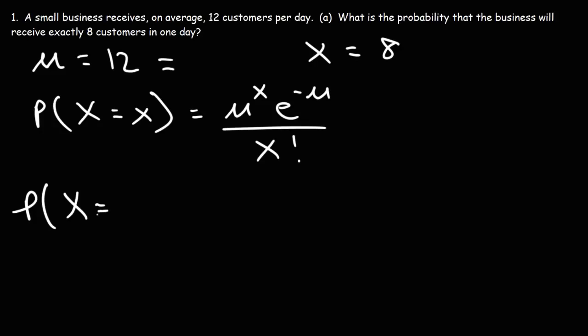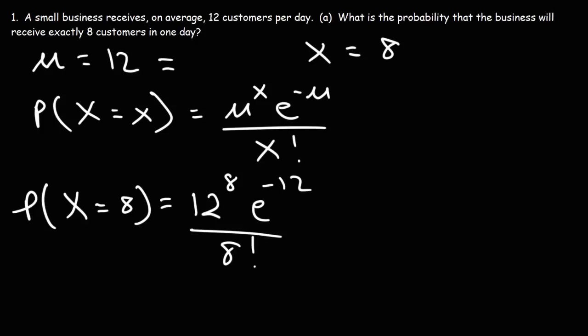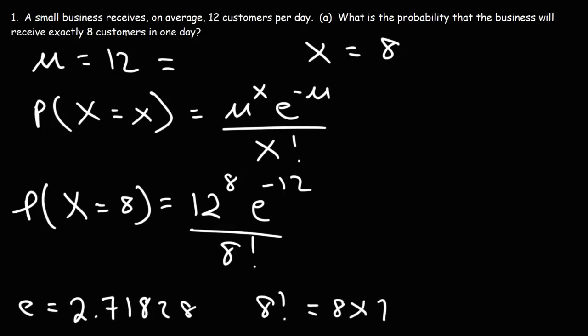So let's replace lowercase x with 8. So this is going to be 12 raised to the 8, e to the negative 12, divided by 8 factorial. Now, keep in mind e is the inverse of the natural log function, and e is basically a number. It's 2.71828. 8 factorial, that's 8 times 7 times 6 times 5, all the way to 1.